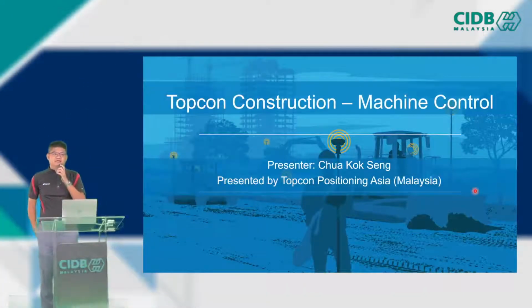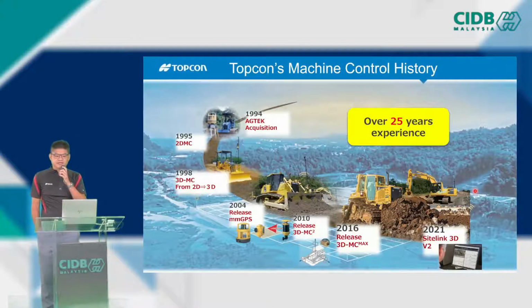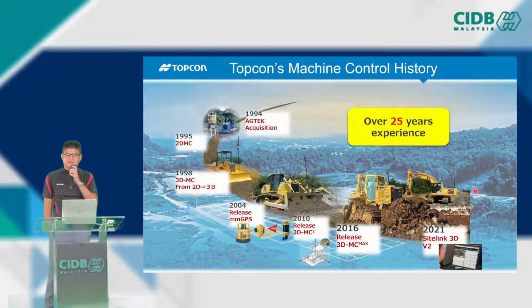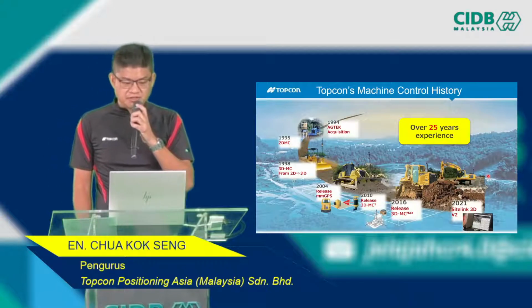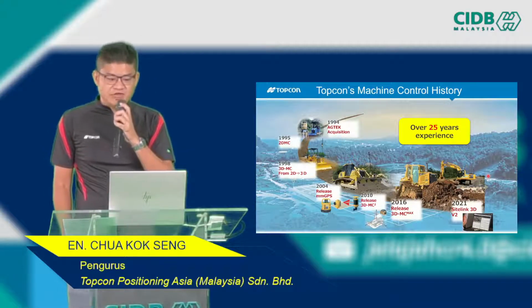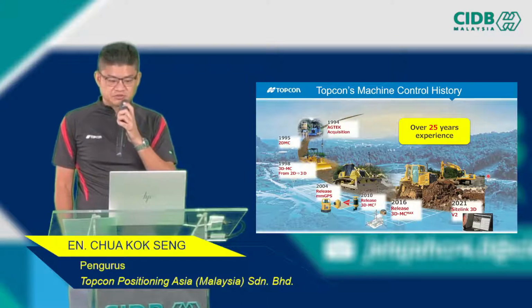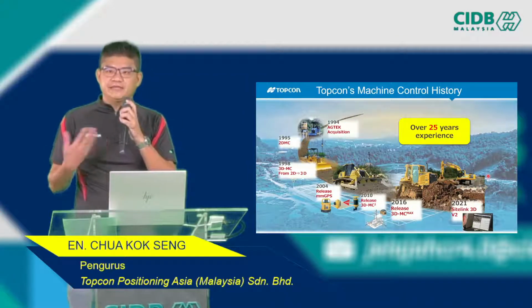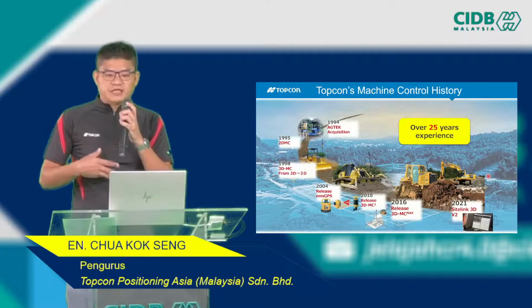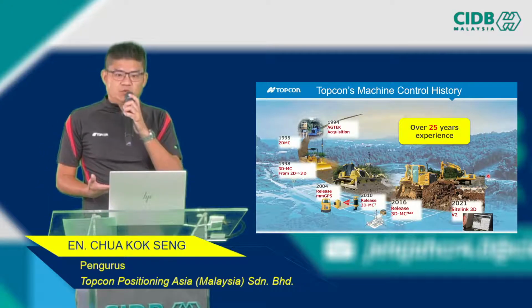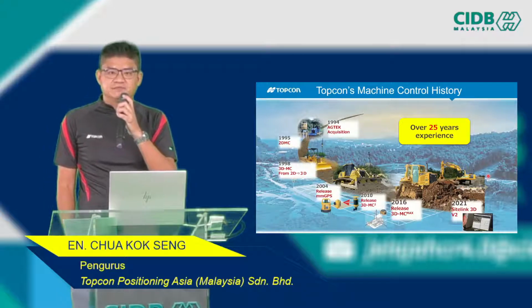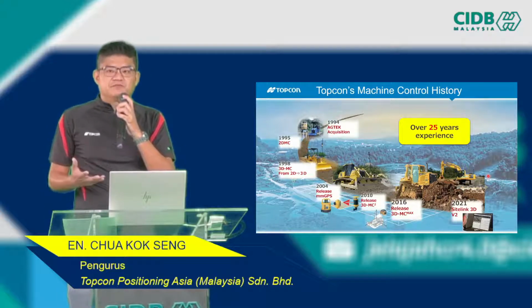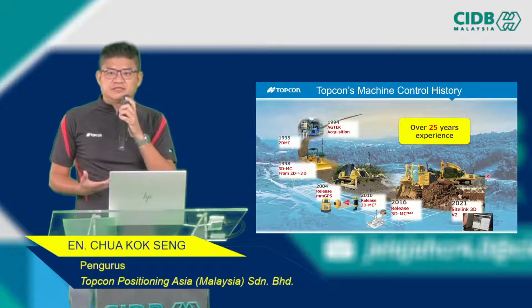Okay, let me start with the Topcon machine control history. All right. Over in the 90s, we started our so-called business in 1994, and we started with 2D machine control. By the end of the 90s, we started with 3D machine control systems. Over the millennium, we have continued our improvement and evolution. And last year, we actually launched our SiteLink 3D, which is a cloud management system focused on performance monitoring of all the machines.